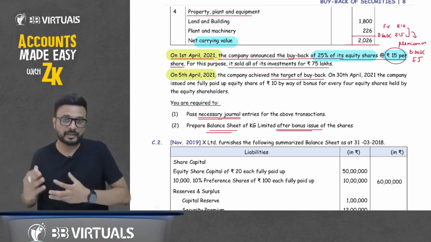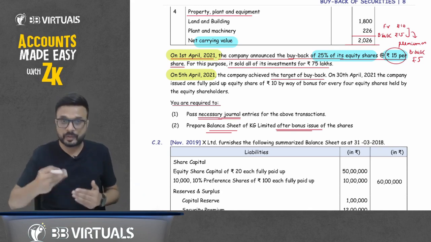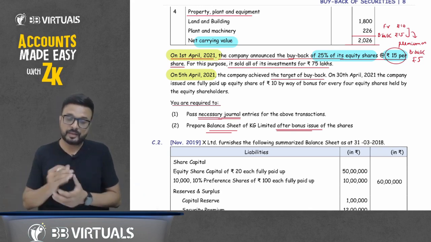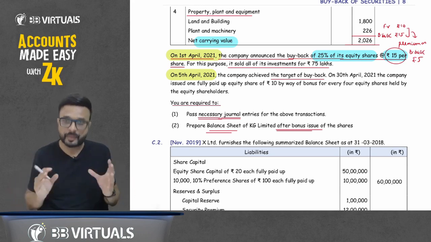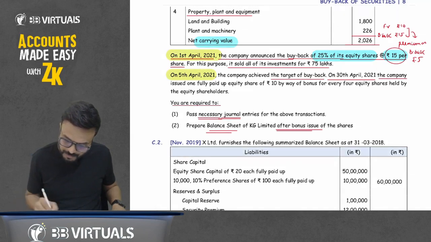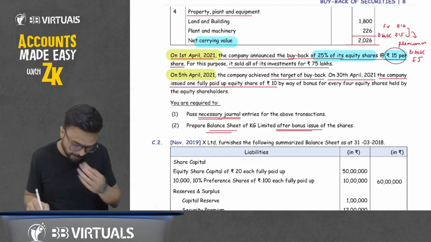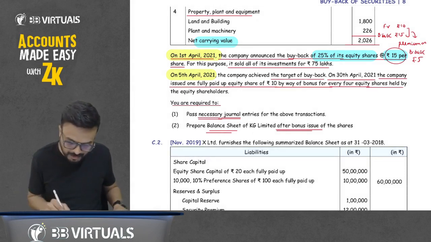Apart from those tests, there are some other conditions also, like it should be authorized by the articles of association, and there should be a special resolution. All those conditions are fulfilled. So on 13th of April 2021, the company issued one fully paid up equity share of rupees 10 by way of bonus shares for every 4 equity shares held by the equity shareholder.